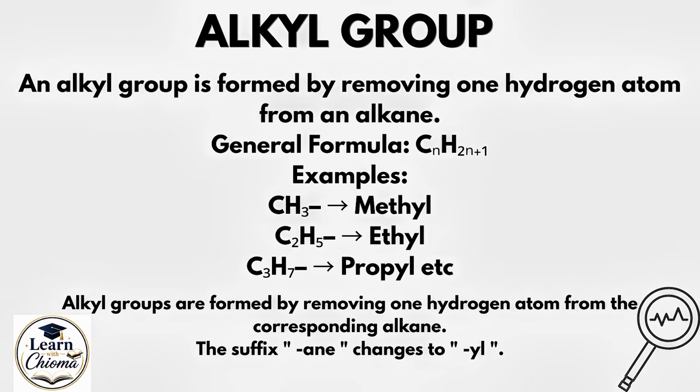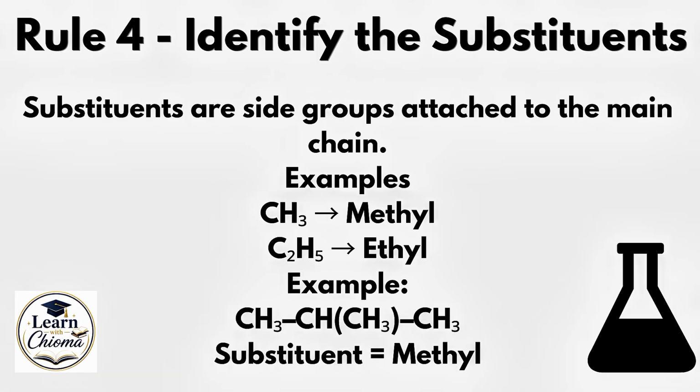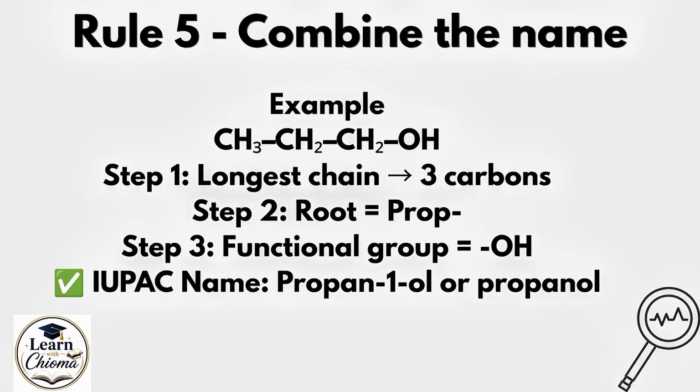system. The fourth rule is to identify all substituents attached to the parent chain. Common substituents include methyl, ethyl, and propyl groups. Each substituent is assigned the number of the carbon atom to which it is attached. If there are two or more identical substituents, use prefixes such as di, tri, or tetra. Different substituents are listed in alphabetical order.